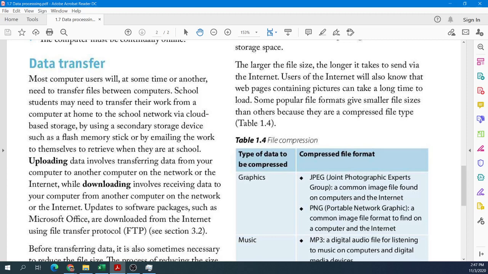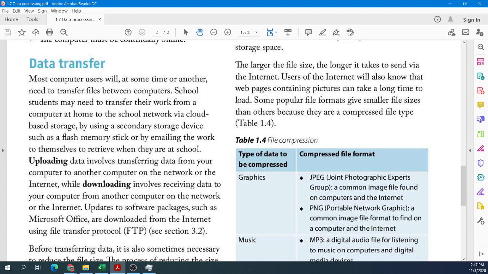Data transfer. Most computer users will, at some time or another, need to transfer files between computers. School students may need to transfer their work from a computer at home to the school network via cloud-based storage, by using a secondary storage device, such as a flash memory stick, or by emailing the work to themselves to retrieve when they are at school.